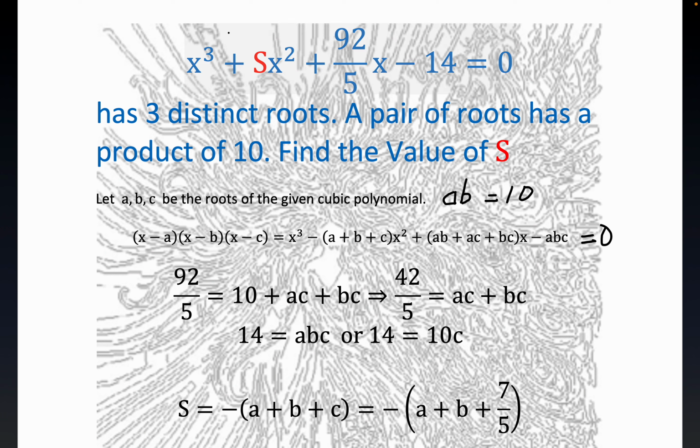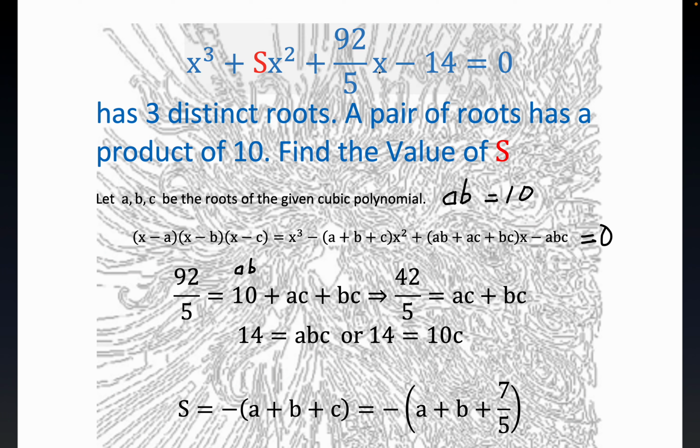Okay, so notice that 92 over 5 is the coefficient of the x term, so that's why we equate it to AB plus AC plus BC, but we know that AB is 10, right? Now we could have picked any of them. The algebra would have worked out the same. We could have picked AC to be equal to 10 or BC to be equal to 10. I just arbitrarily picked AB. Now, so when you subtract 10 from both sides, you get 42 over 5 equals AC plus BC. So perhaps a little bit of progress has been made.